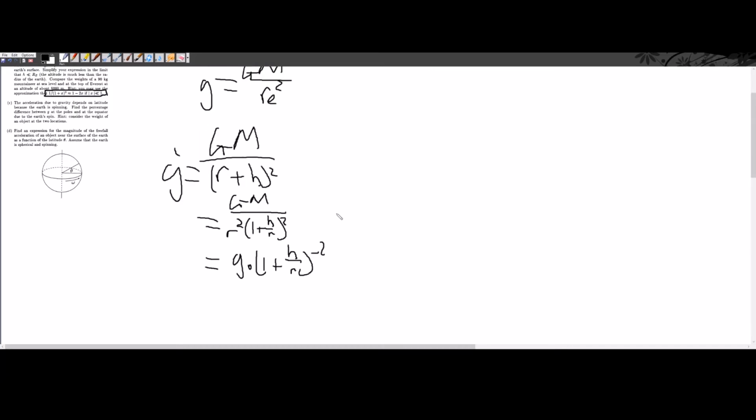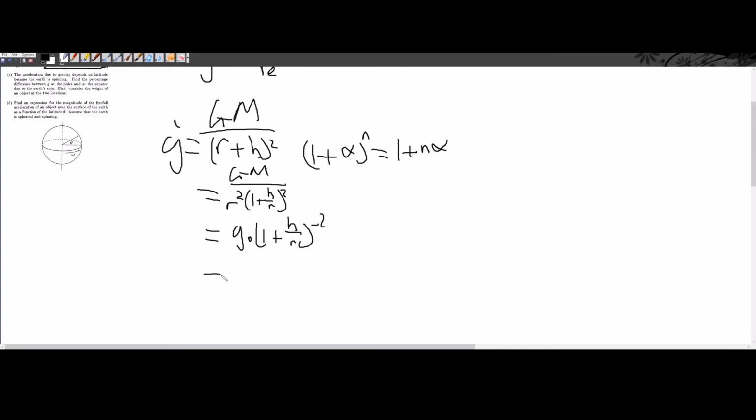You can apply the approximation for small h's. Basically, 1 plus alpha, to the power n, is approximately equal to 1 plus n alpha. So here n is negative 2, right? And alpha is h over r. So this equals g naught times 1 minus 2h over r.